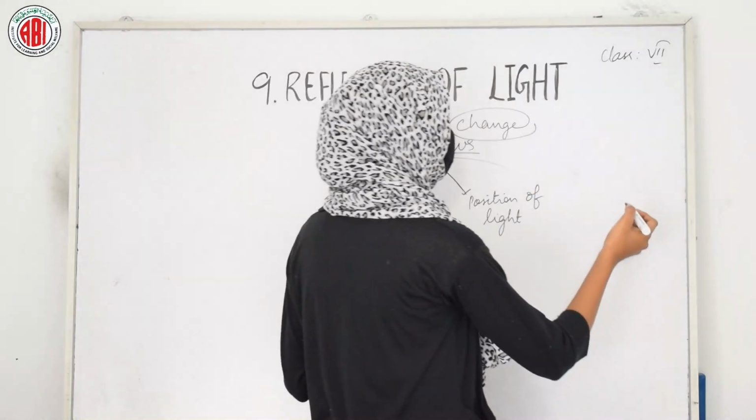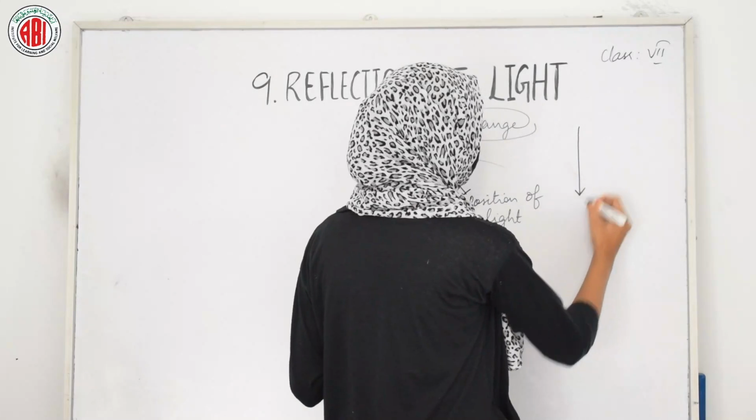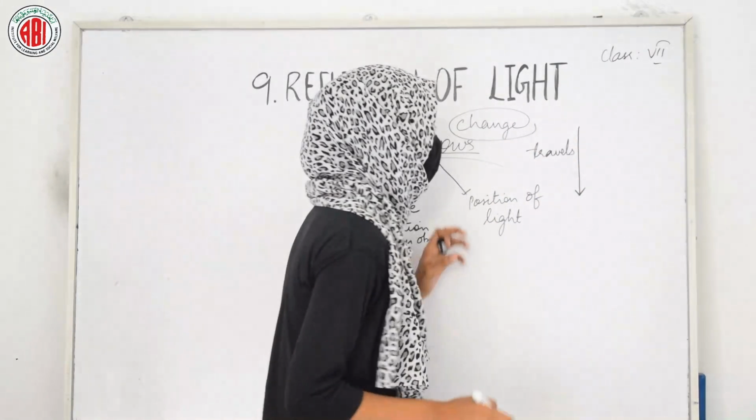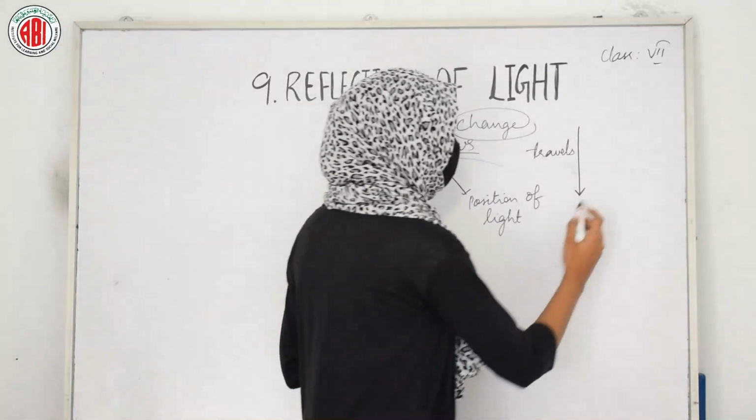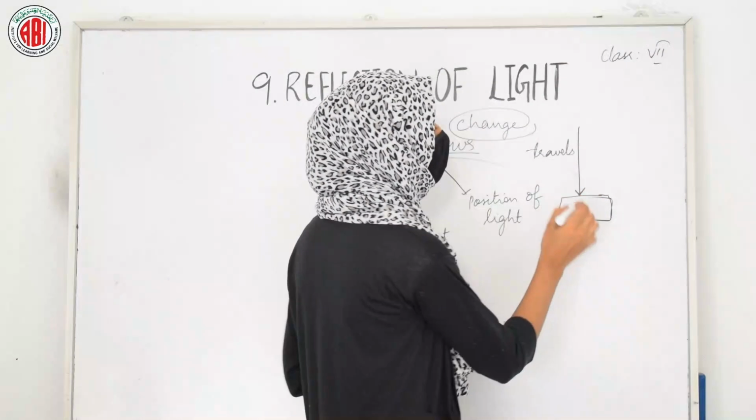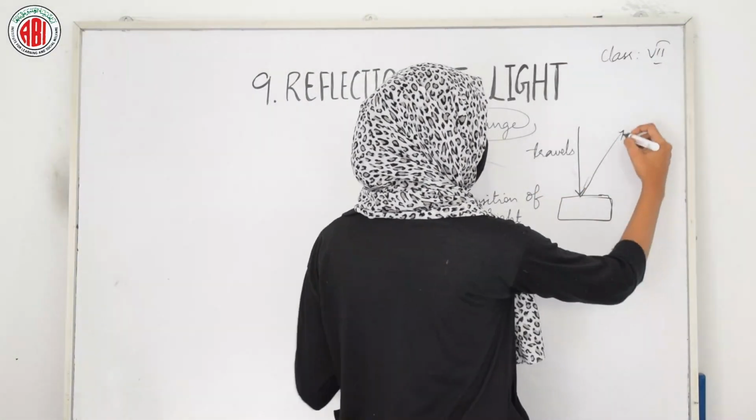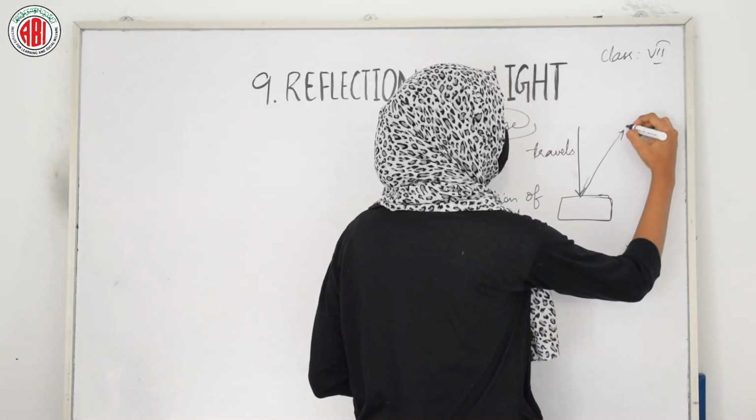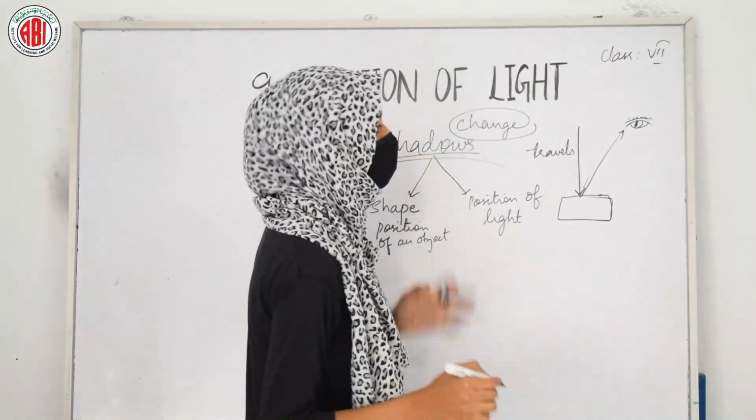In the lower classes, you might have studied that light always travels in a straight line. Light always travels in a straight path. So when it travels in a straight path, when it reaches the surface of an object, it gets reflected back. And when the light which gets reflected back reaches our eye, at that time we are able to see the object.